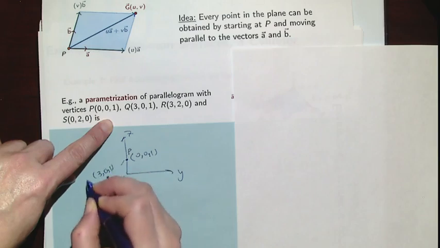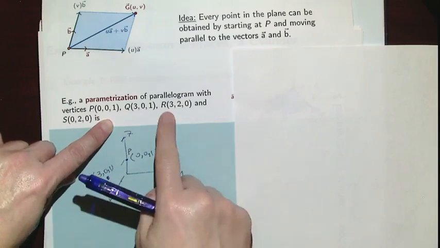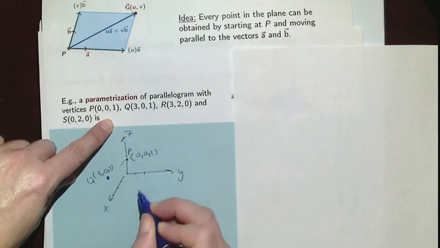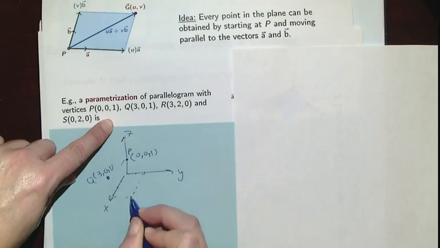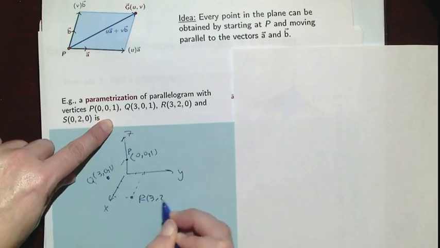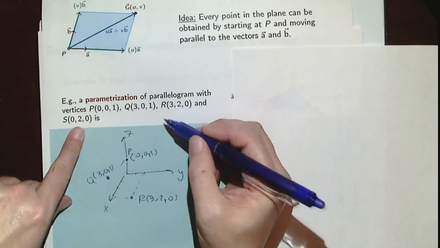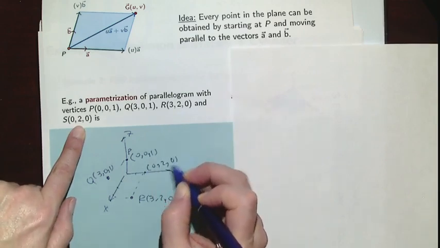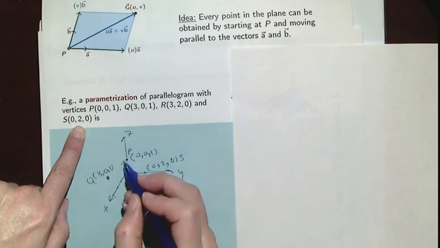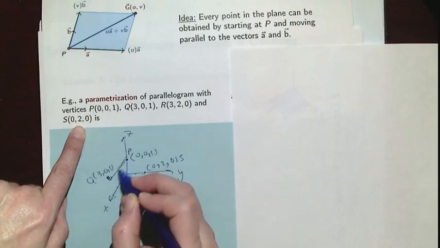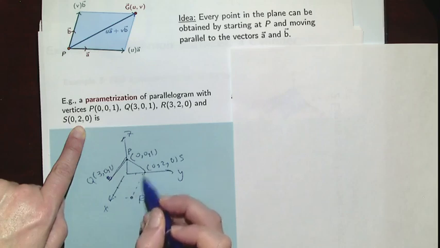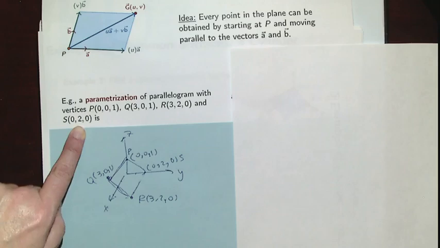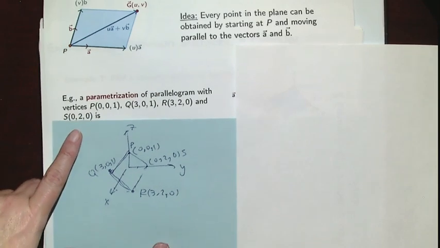3, 0, 1. Then I have R, which is 3, 2, and 0. And then I have S, which is 0, 2, and 0. It didn't come out very parallelogrammy again. Almost. There we go. So that's the parallelogram that I have.